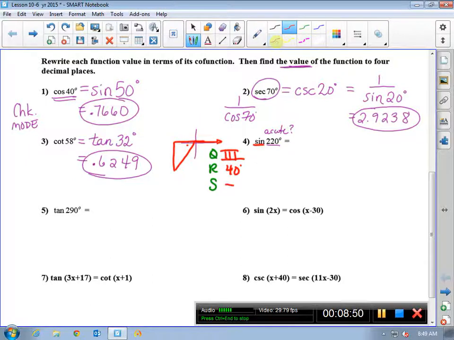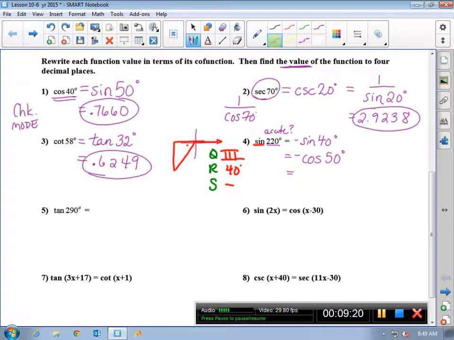So first, sine of 220 is the same as the negative sine of the reference angle. Negative because we're in quadrant 3. Now rewrite that in terms of its cofunction. The cofunction for sine is cosine, and the angle that is complementary is 50.